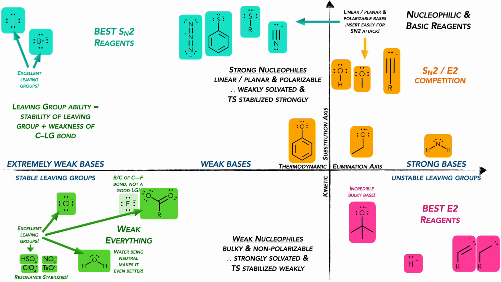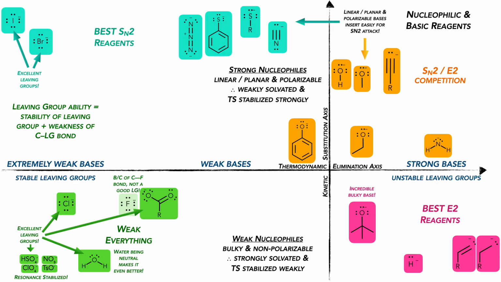The bottom right, however, has strong bases but poor nucleophiles. These are your best E2 reagents. If the base is not bulky, it will give a Zaitsev product, the more substituted alkene product. However, bulky, charge-dense bases cannot approach the backside for SN2, but easily abstract beta hydrogens, and these will give the Hofmann products due to sterics.